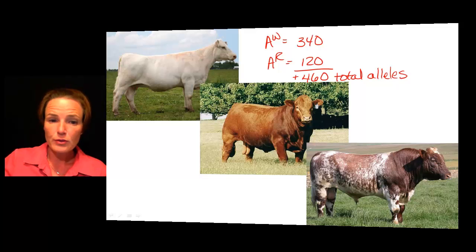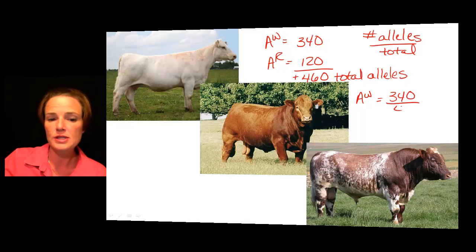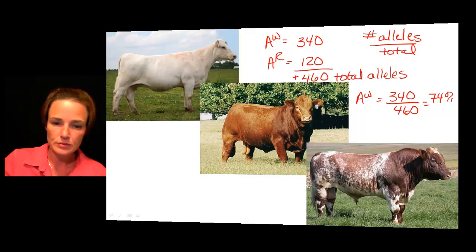Well, to figure out the allele frequency, we're really just taking the number of alleles over the total. So if we want to come up with the frequency for AW, we would take 340 and put that over 460, and then divide the two. Go ahead and punch that into your calculator and see what you come up with. Okay, so I've punched it in, and the number that I'm coming up with is about 74%. We're just going to round that to the nearest whole number in this case.